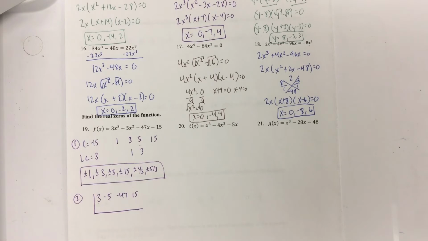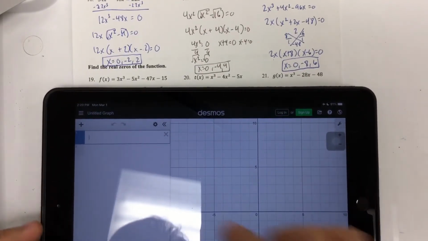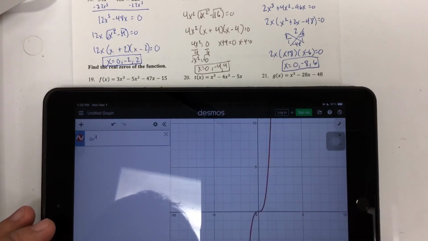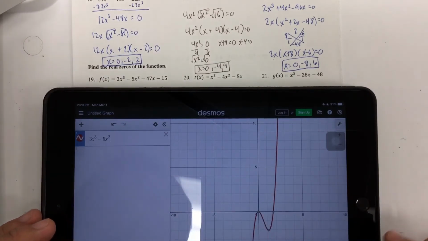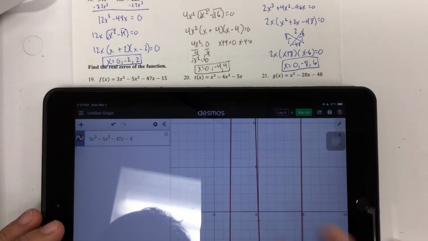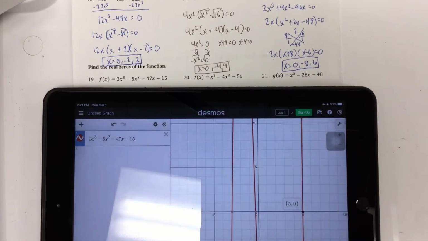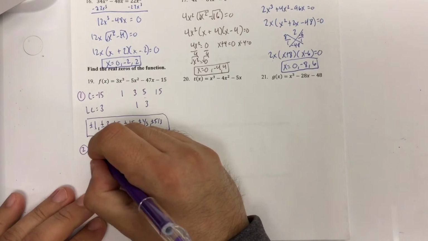All right, so we talked about to speed up this process, we are going to plug it into Desmos so that we can find our pivot point that we need pretty quickly here. So we're going to type in 3x to the 3rd minus 5x squared minus 47x minus 15. And we're just going to pick one point, and I see this 5 is very nice to look at, so I'm going to pick 5. And that should give me a remainder of 0.